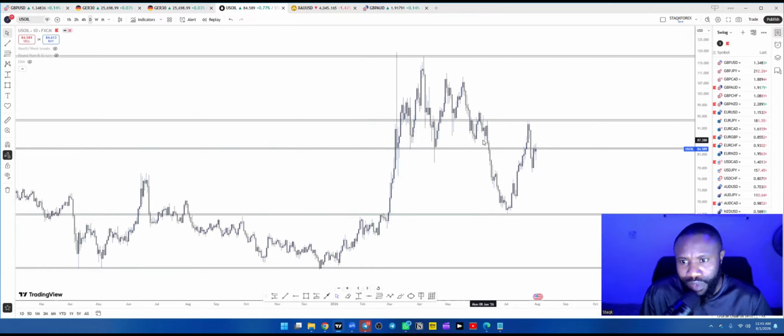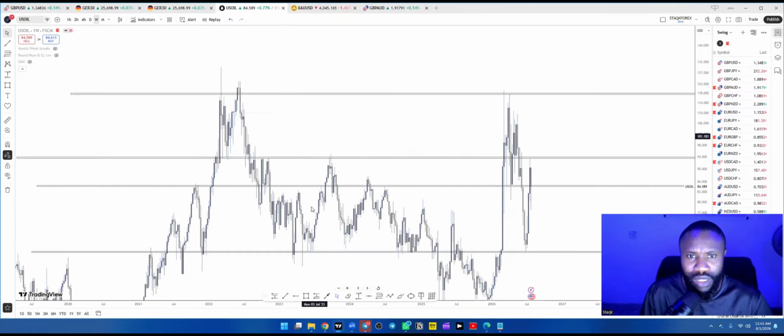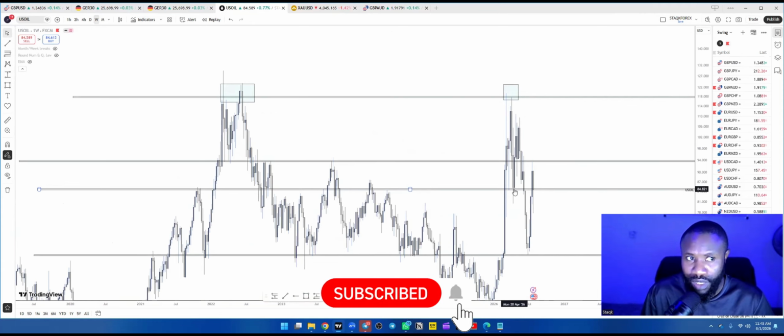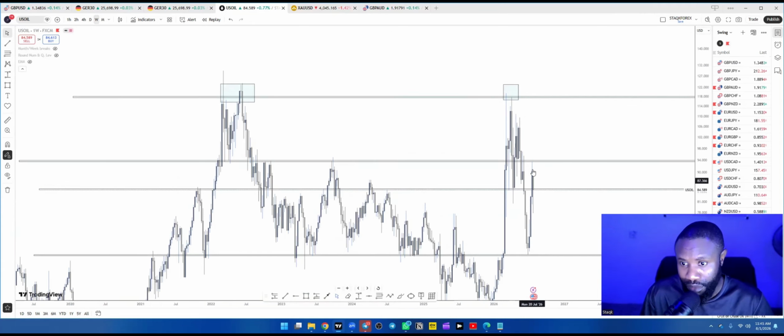Now on the weekly time frame, I want to show you something you have to pay attention to. We have a double top on the weekly time frame. Are you getting me? We have a double top on the weekly time frame. Price rejected from the second top, then pushed down and broke this level, which is the previous low on the daily time frame. Then price came back to this level to retest before heading down.